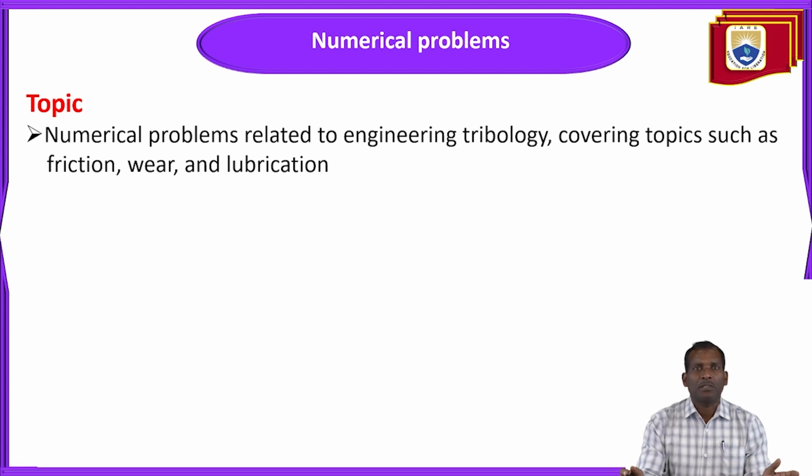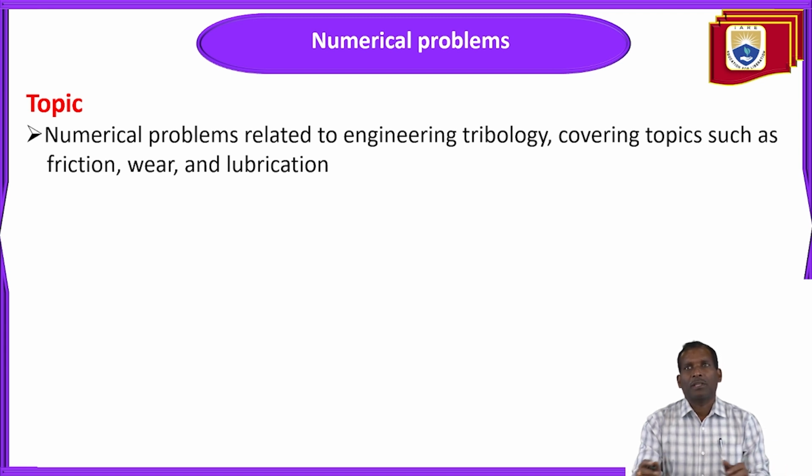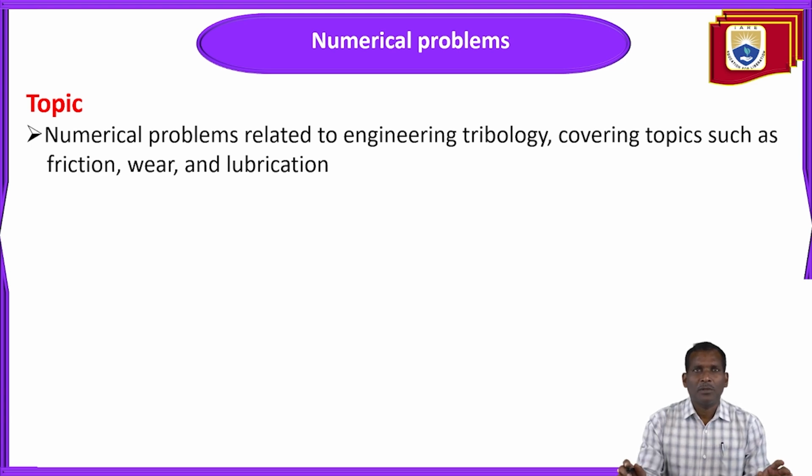So engineering tribology involves these three parameters: friction, wear, and lubrication. Clear? Engineering tribology is nothing but the study of friction, wear, and lubrication, and additionally corrosion and the selection of materials. These topics are very important. Now in this session we will see the numerical problems related to these topics.